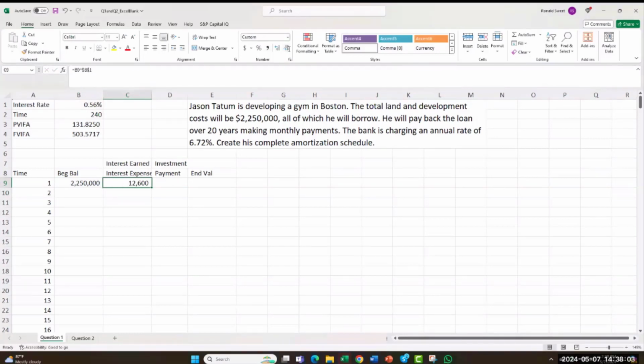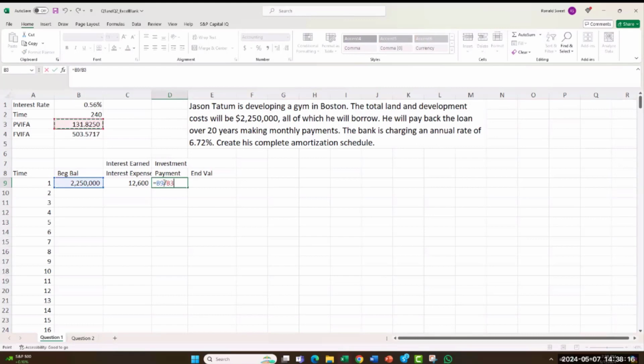And, you know, it's up. You can use 2 decimal places if you want, but that's fine. And then the payment or the investment, if it's a payment, you're going to take that beginning balance and divide it by your present value factor.